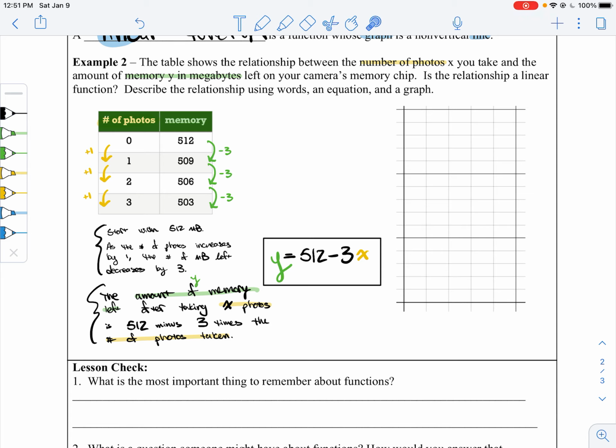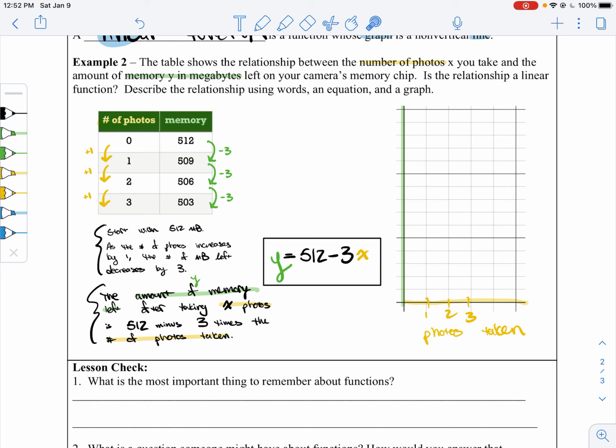We've got our axes, let's graph it. The first step in graphing is always to label your axes so you know where to put your information. We've got our independent and our dependent variable. Our independent is number of photos, so let's go ahead and label that. Photos taken. We go 1, 2, 3. And then the memory left.